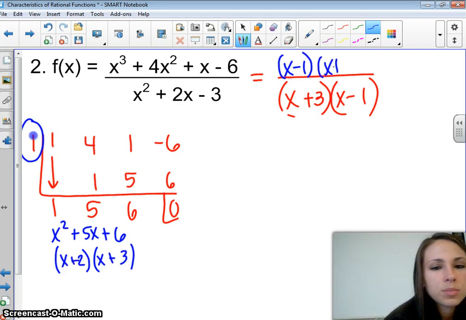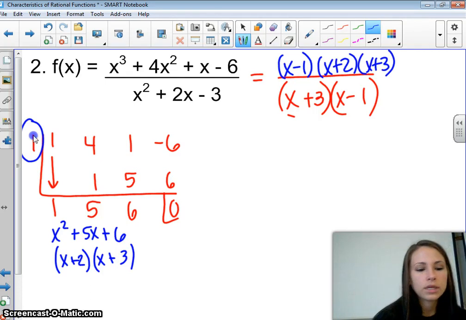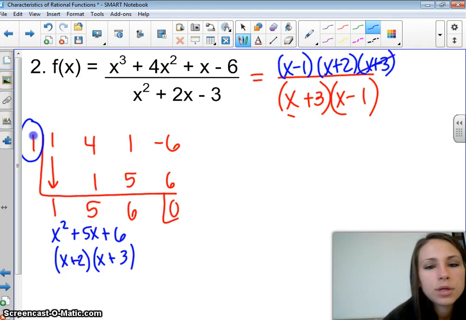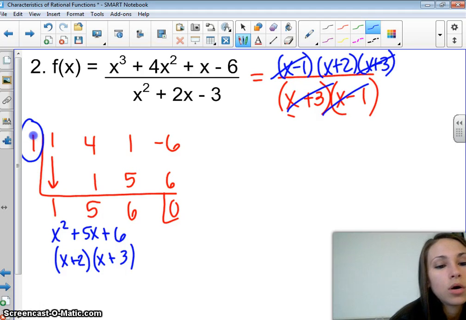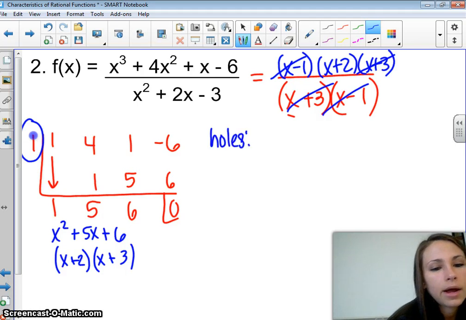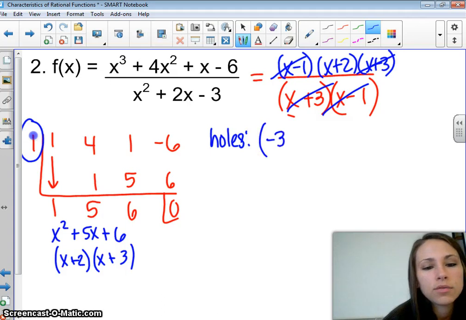So I'll end up with x plus 2 and x plus 3 that are also factors. So that's how I'm going to factor the top of that. Now we can see that x plus 3 is going to cancel and x minus 1 is going to cancel. So there are going to be two holes. So the holes in the graph are going to be where those factors equal 0. So one is at negative 3 and one is at positive 1.